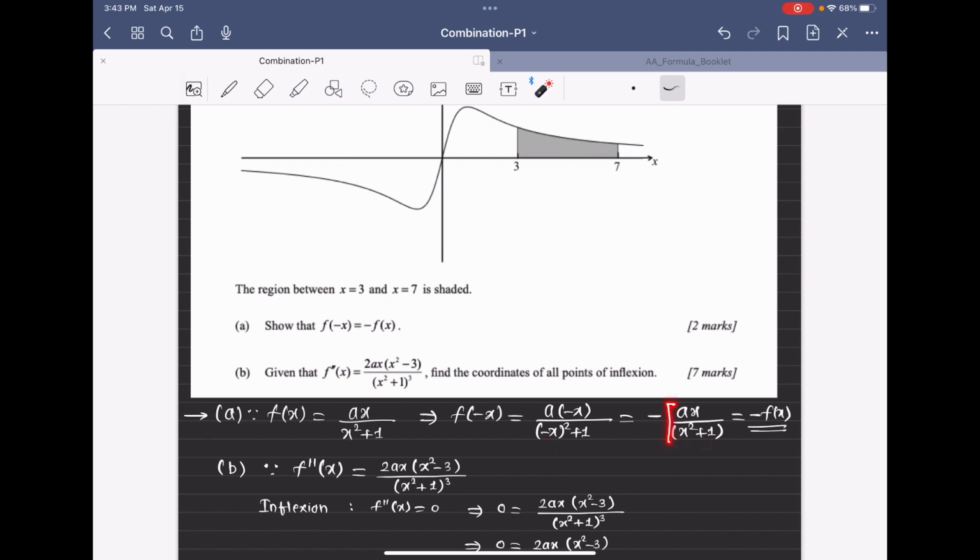So if you see this, ax over x square plus 1 is your f of x, and the only additional thing is the minus sign. So minus as it is, and this is your f of x, which is minus of f of x. That is what we proved.